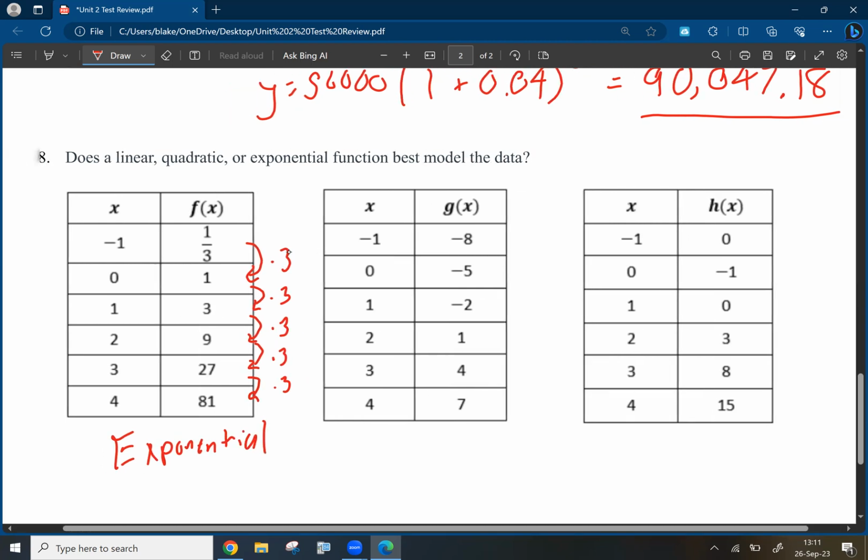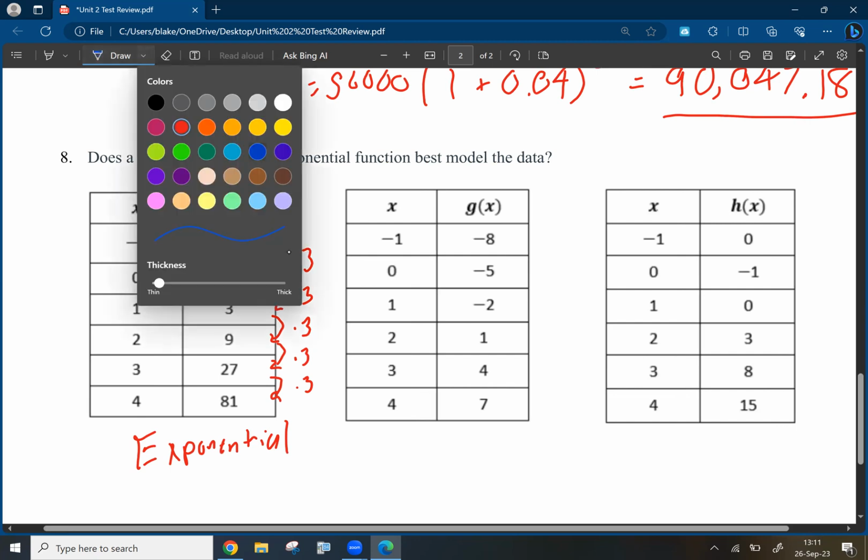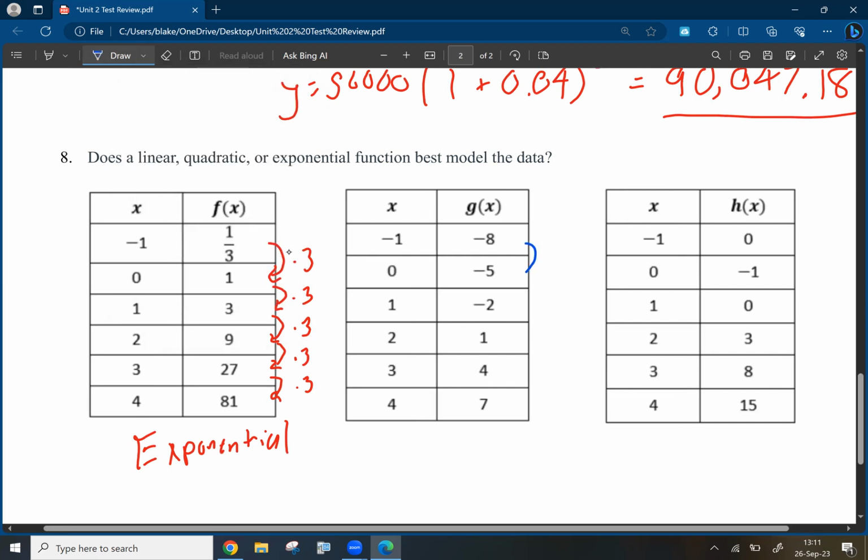All right, looking at the next table, its pattern is a bit different. You go from -8 to -5, which is an increase in 3. -5 to -2, which is an increase in 3. -2 to 1, which is an increase in 3. 1 to 4 and 4 to 7, both also increases in 3. So because we're adding the same amount every single time, this makes it linear.